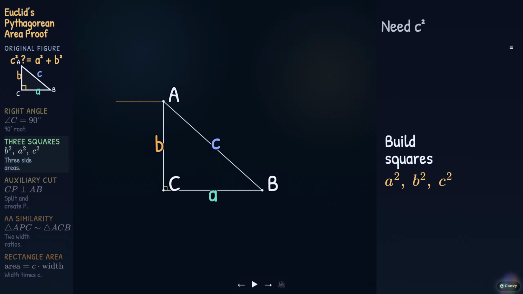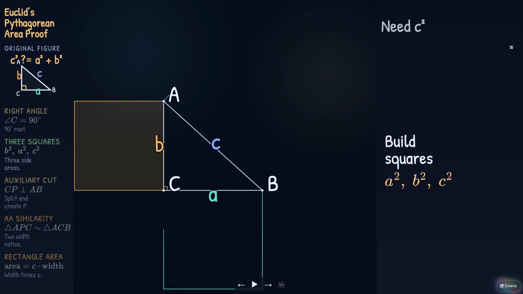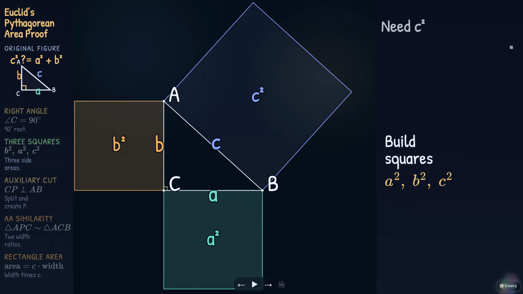Start by looking at the three squares, one on CA, one on BC, and one on AB. So the theorem becomes a geometric puzzle. Can the two smaller square areas be found again inside the square on the hypotenuse?